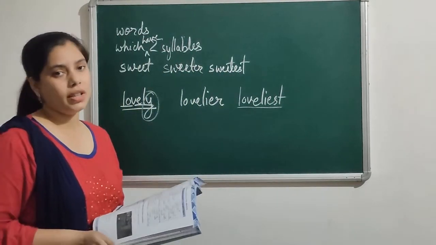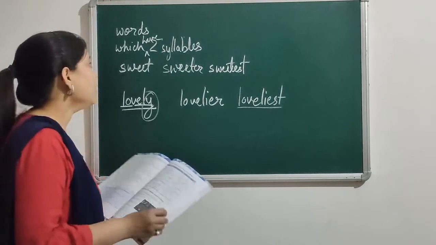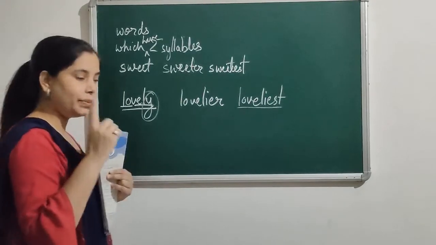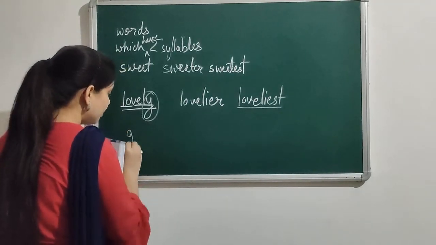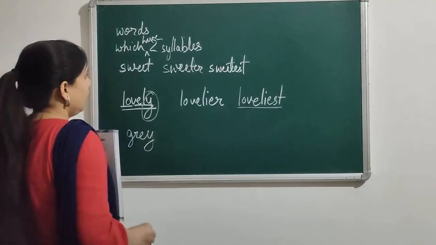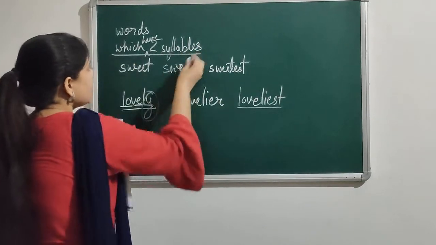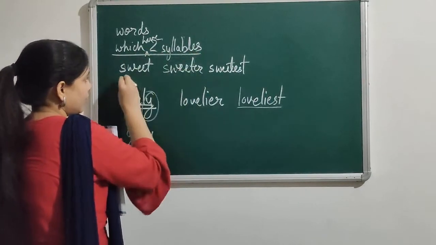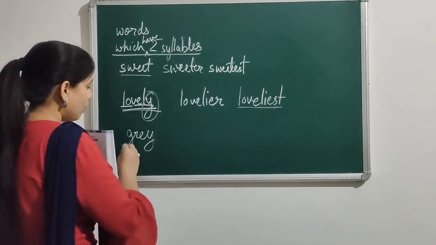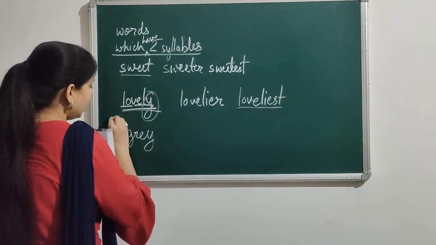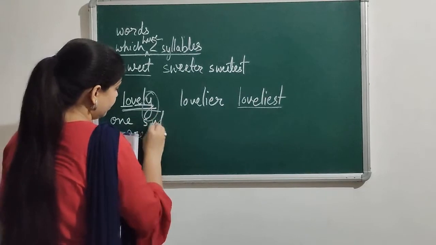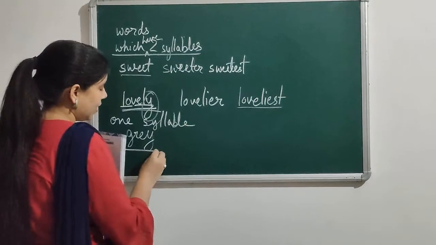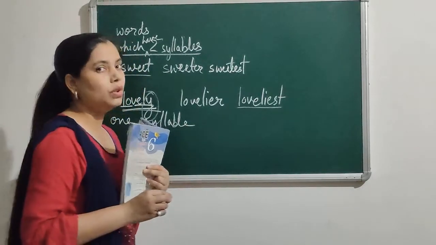I will talk about another type of adjectives. Another type is the word which consists of only one syllable, for example, grey. Dear students, just now we were talking about words which had two syllables, like sweet and lovely, and now we are talking about words which have only one syllable, like grey. In this condition, what will we do?